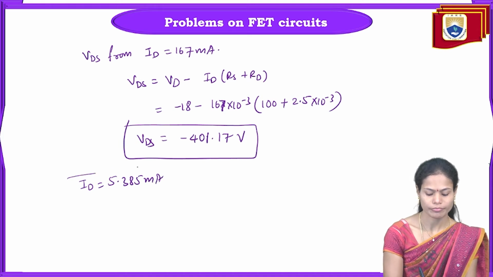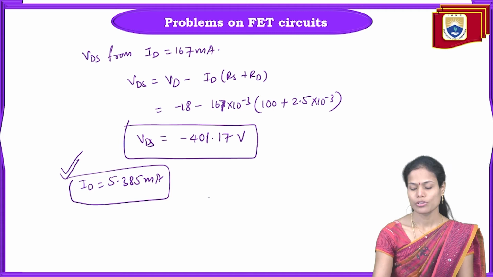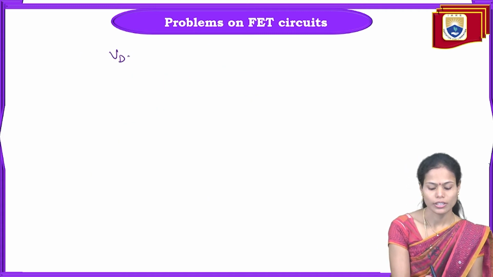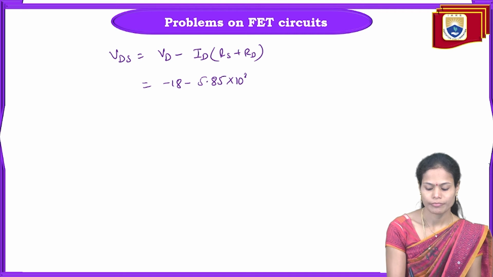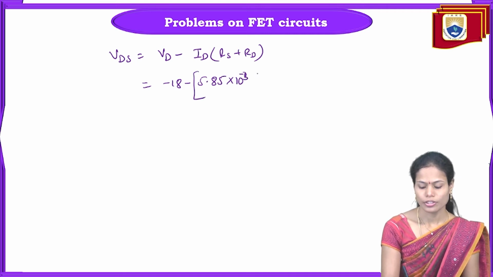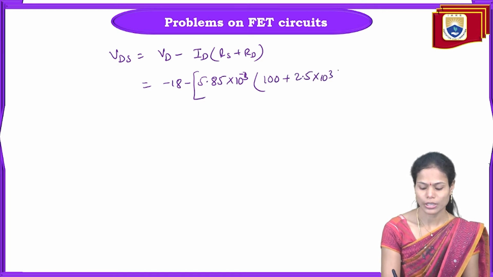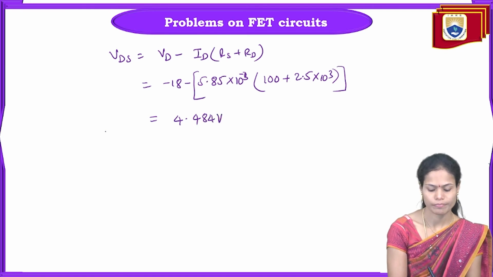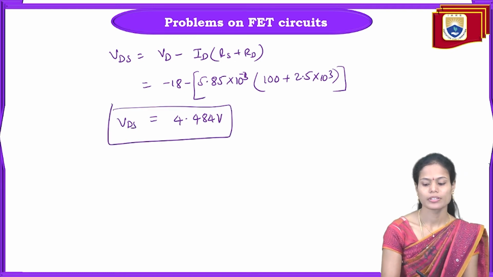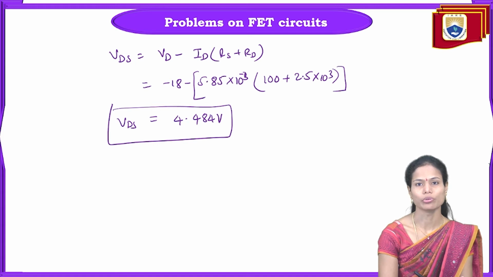that is 5.385 milliamps. We need to check with this particular value. If we check with this value, we will get VDS equal to VD minus ID into RS plus RD. That is minus 18 minus 5.385 into 10 power minus 3, into RS is 100, RD is 2.5 into 10 power 3 kilo ohms. If we calculate this, we'll get VDS as 4.484 volts.